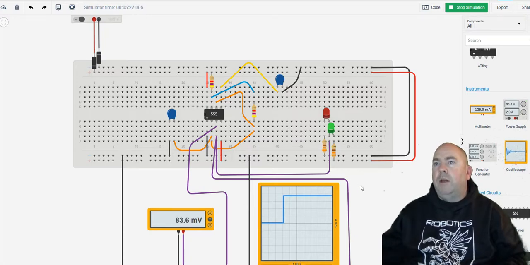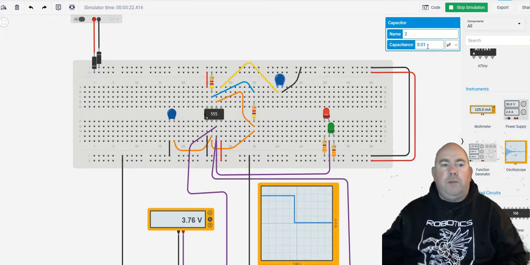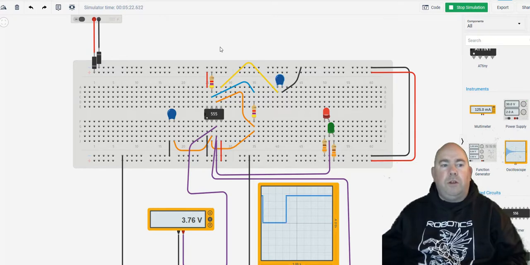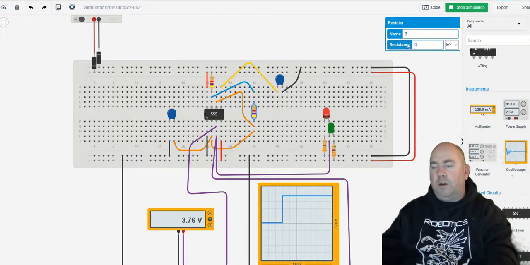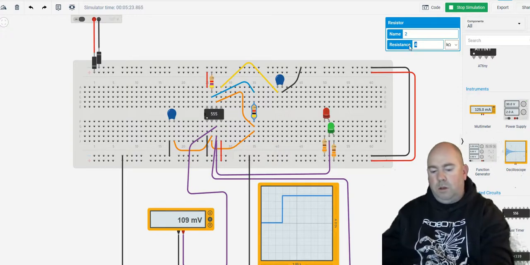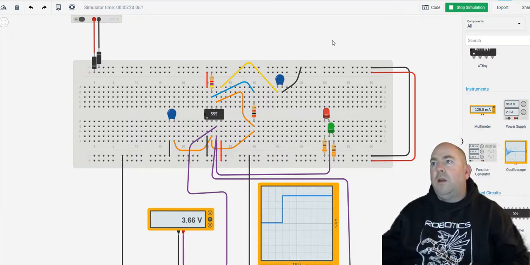So this is how we wire it, and you can do some experimentation with that. You will notice that if you change the value of the two resistors, like this one here and this one here, you can actually change up that timing a little bit. So if we took this down to 2, now we start to get a different timing showing up here. So you can see that is adjusting the off time.